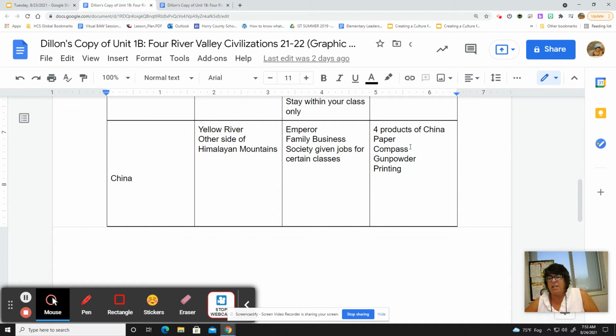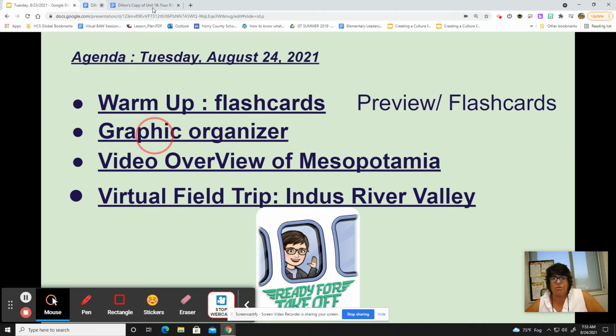For products of China, we will be talking about that when we review China, but paper, compass, gunpowder, and printing were all very important items that were developed by the Chinese.